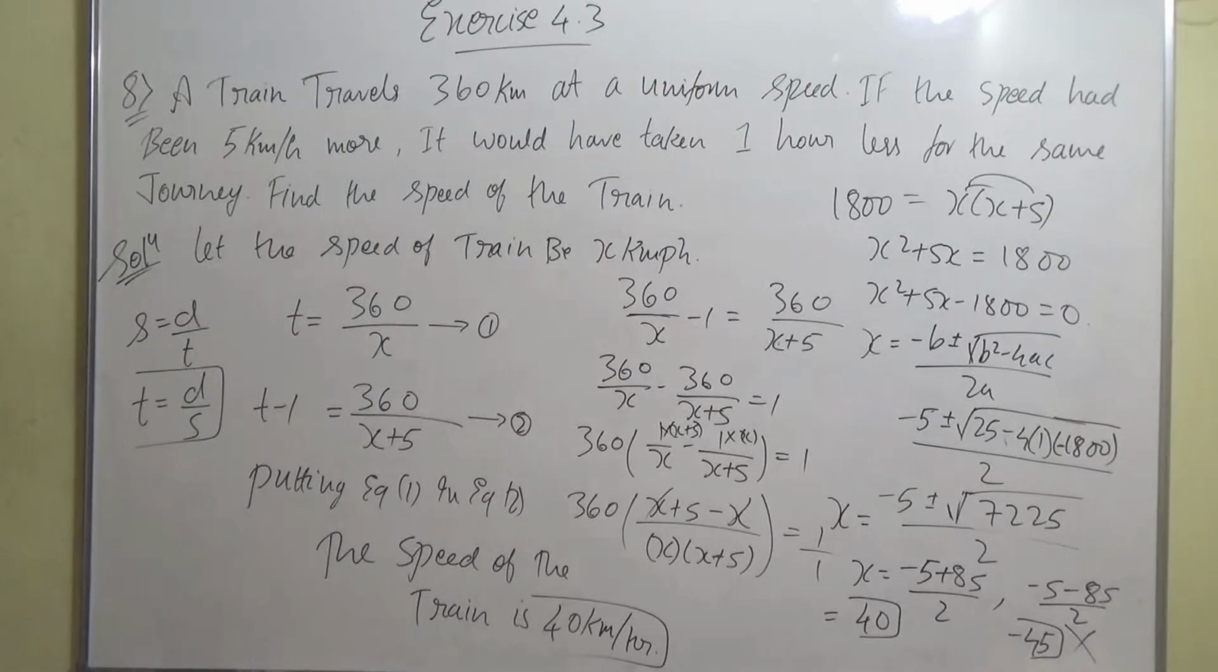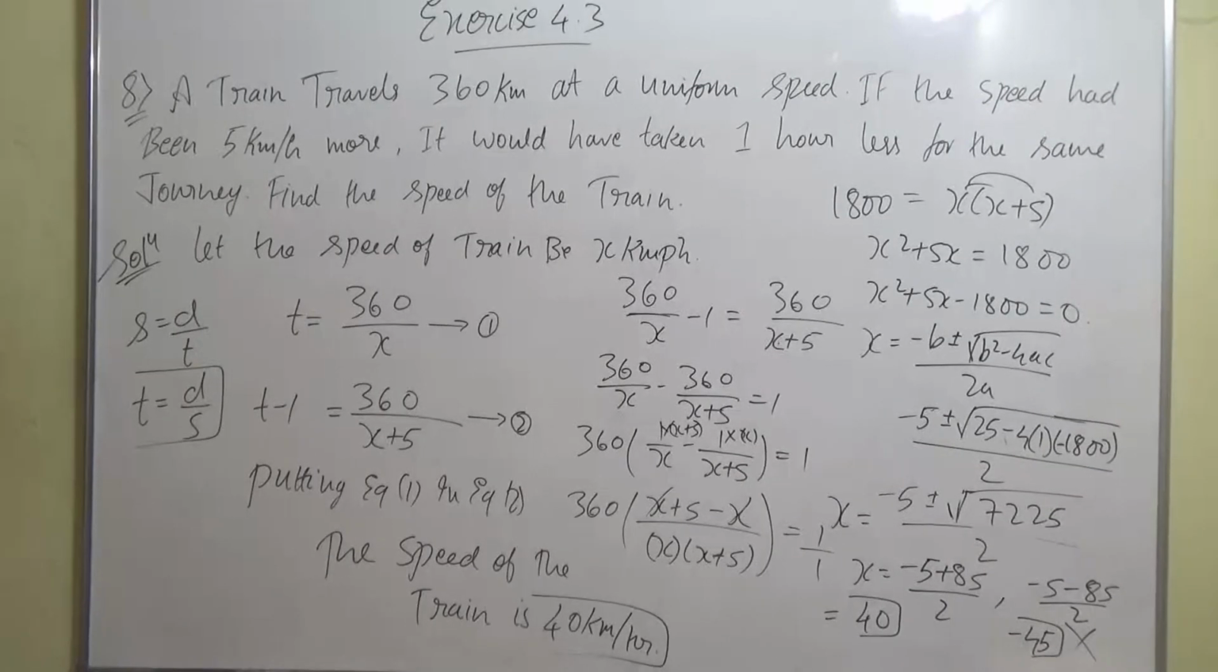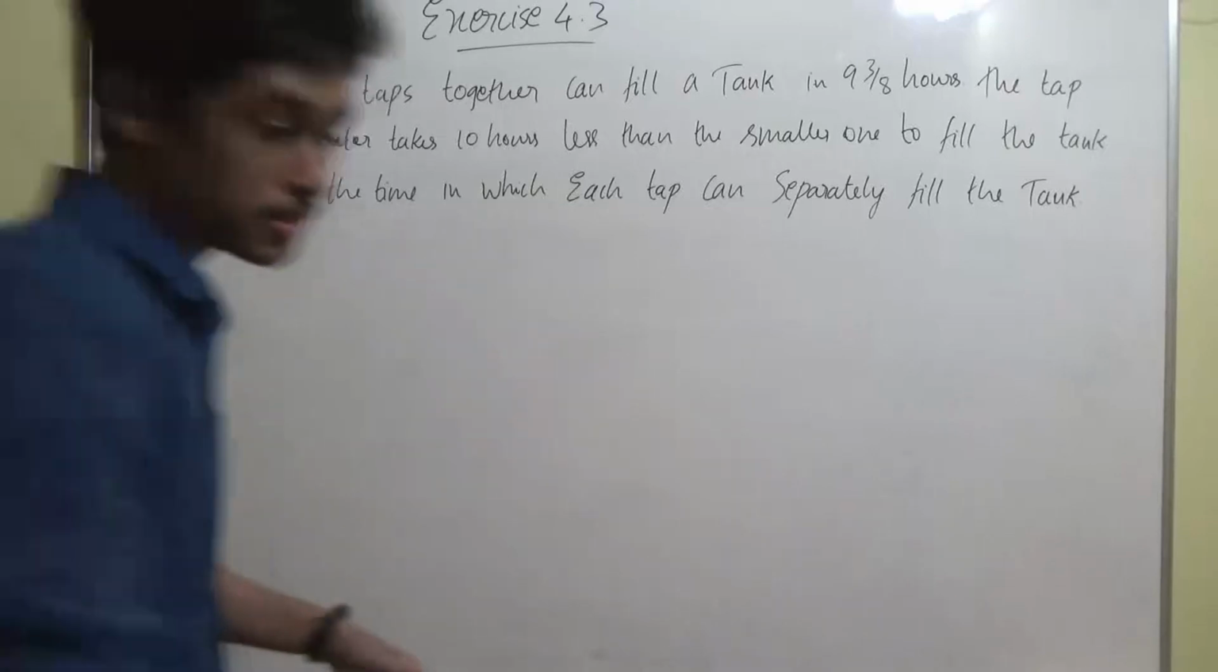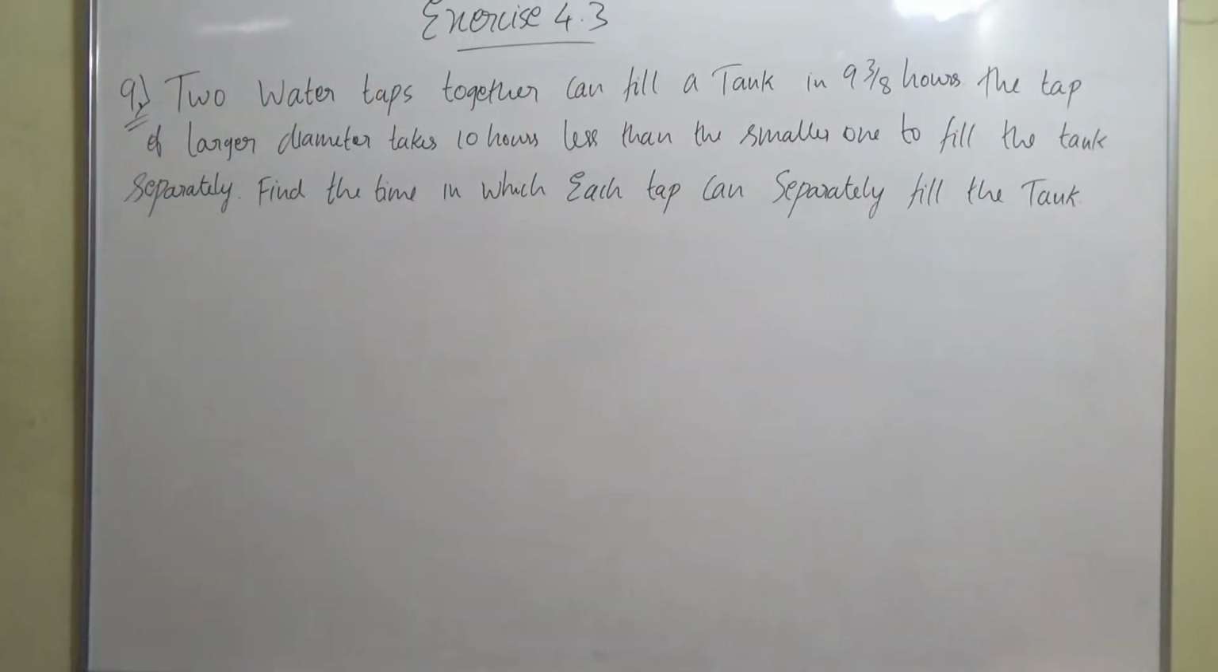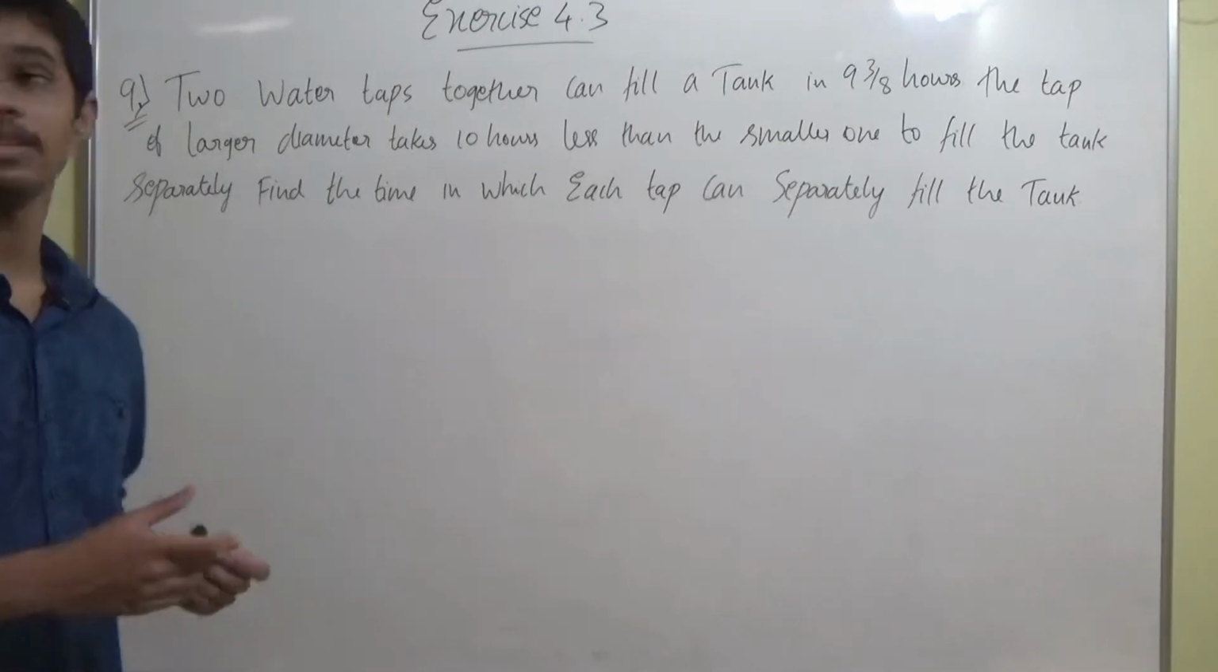After this, let's go to 9th. Guys, now let's go to the question number 9. Question number 9 says, two water taps together can fill a tank in 9 3 by 8 hours. The tap of larger diameter takes 10 hours less than the smaller one to fill the tank separately. Find the time in which each tap can separately fill the tank.